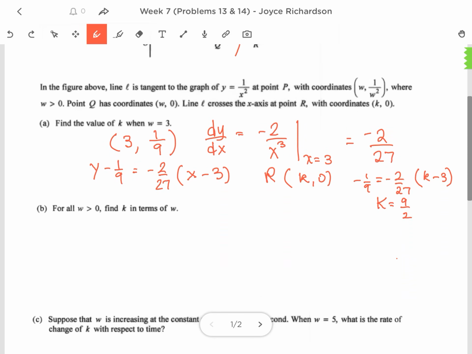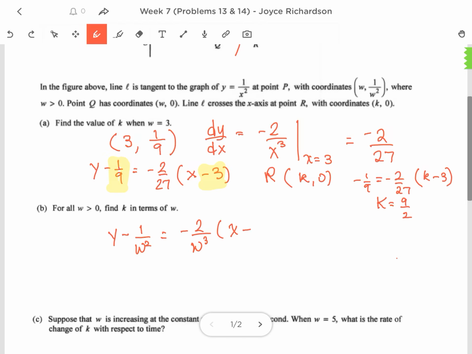From here, they say to find k in terms of w. Well, what I know in terms of k and w is that at that point, I can put in 1 over w squared for 1/9 and w for 3. So y minus 1 over w squared is equal to negative 2 over w to the third. This is how I did it. K, and I won't put that yet.